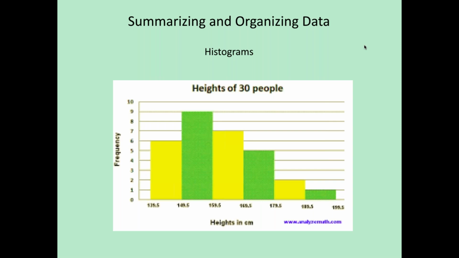In other words, if we could have redrawn this, we could have had a bar between 135 and 140, 140 and 145. We could have drawn this any way we wanted. But the height of the bar would have represented the number of people that are in that range. They all would have wound up in one of these bars.